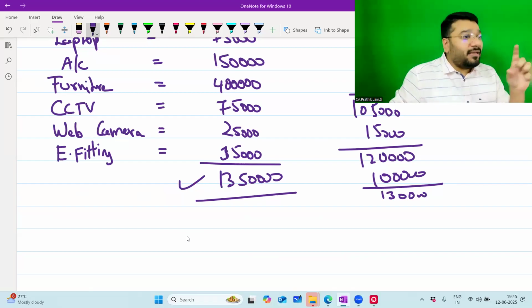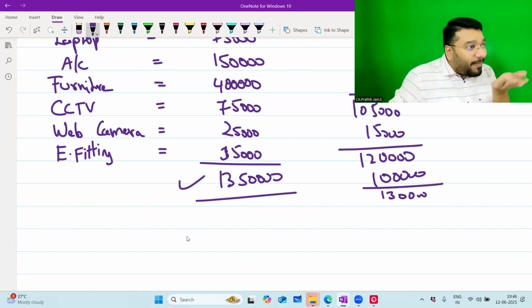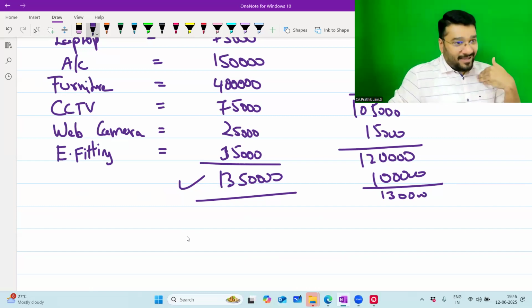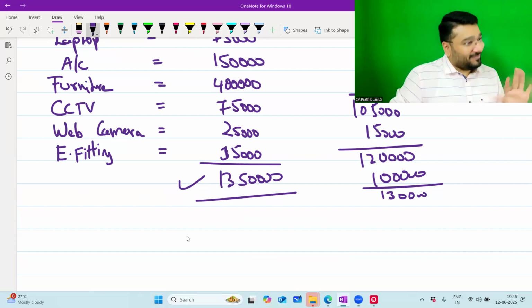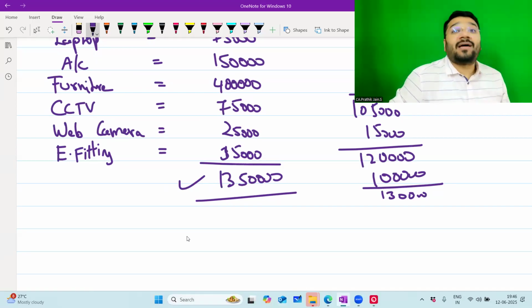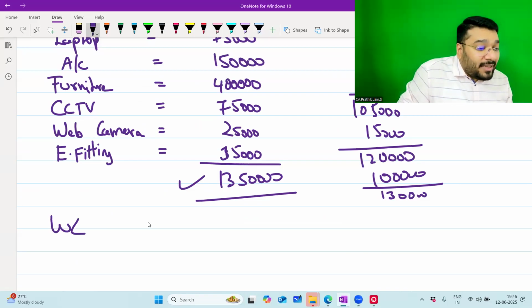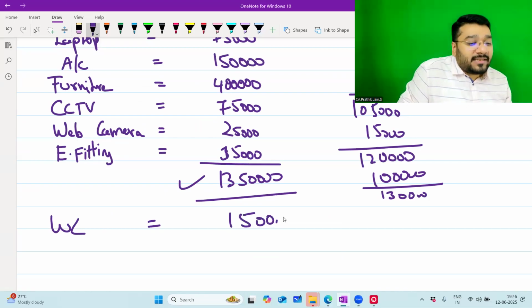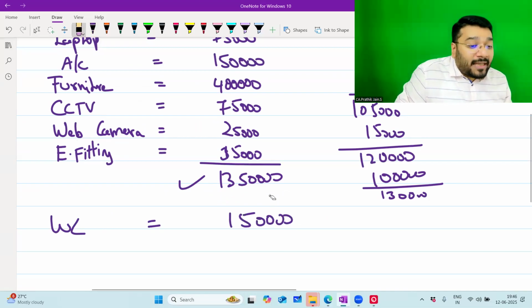Staff will ask for tea every day, whether they do the job or not. Tea is required. Where will the money for tea come from? The owner, I will give. So we need some money for day-to-day expenses. That is called working capital. So working capital, another 1,50,000, let's suppose. So what is the total capital required now?